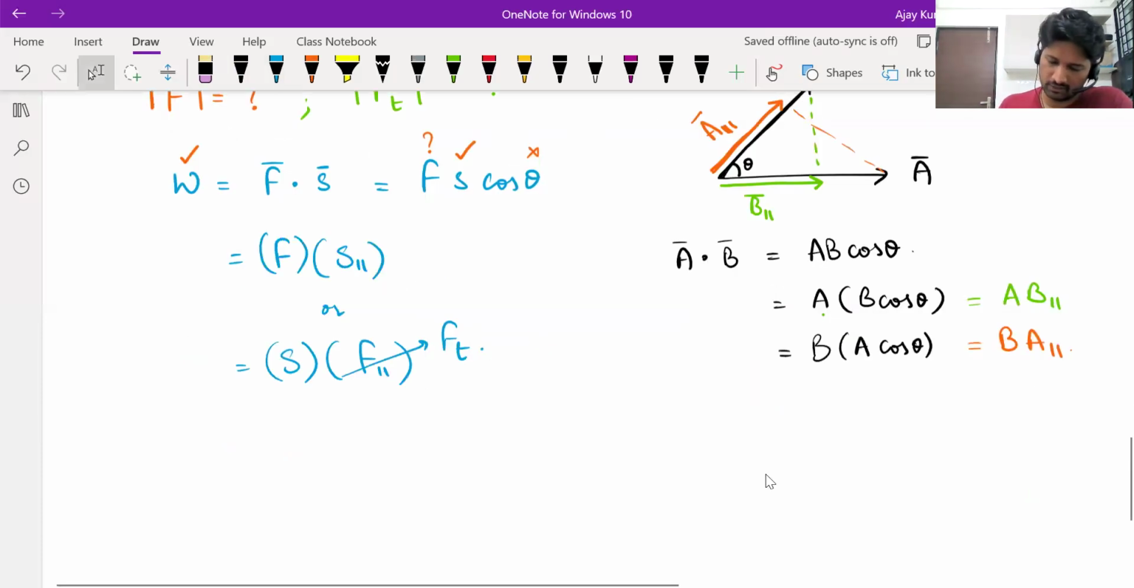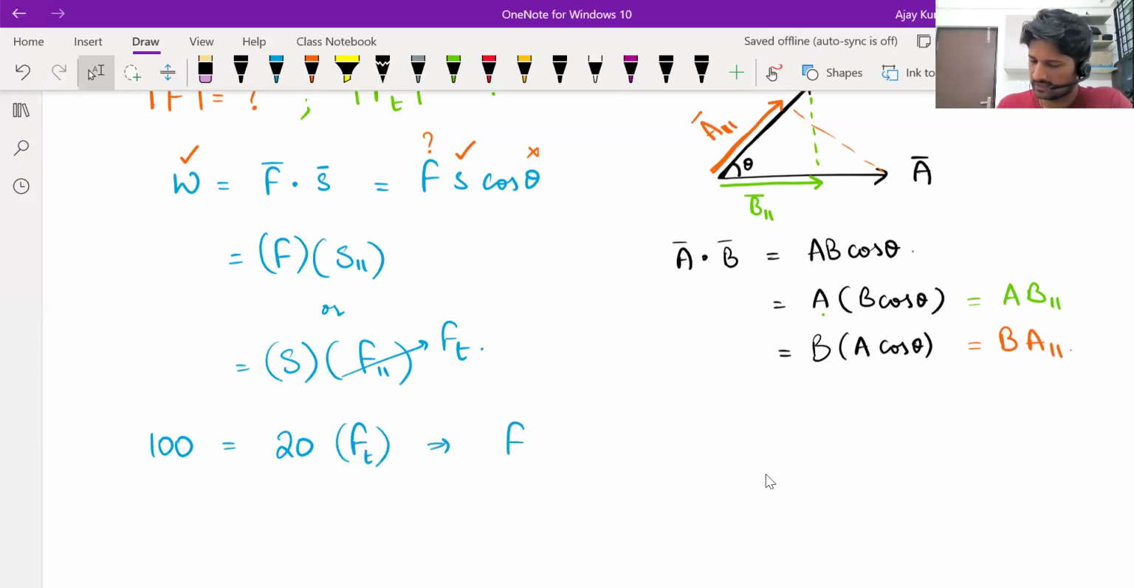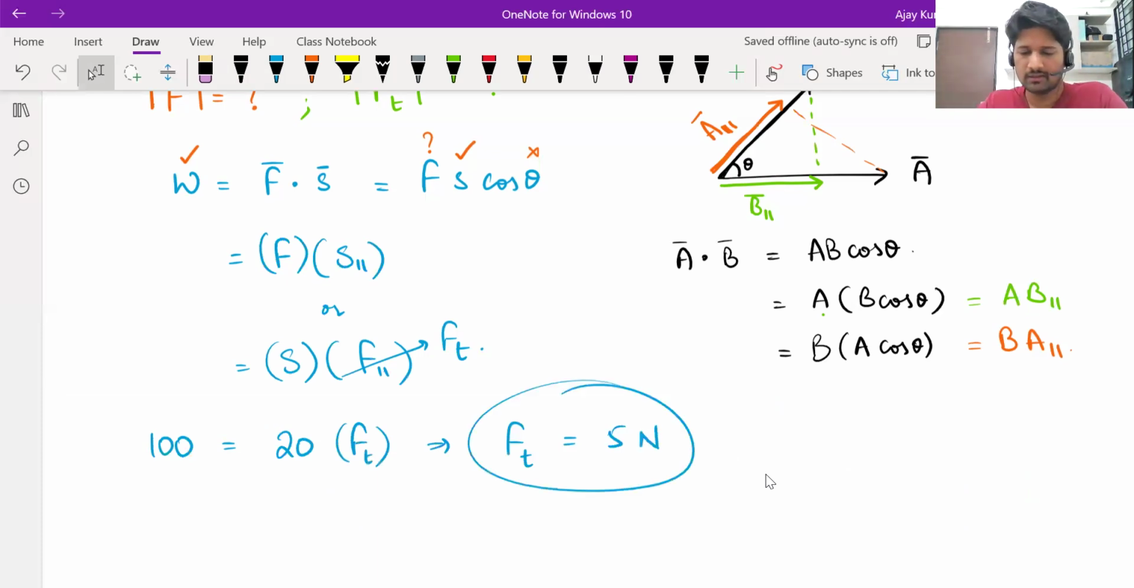That's all. We know the work done is 100 joules in a displacement of 20 meters. Divide that by the displacement to get the tangential force. So the component of force in the tangential direction is 5 newtons. We don't know the actual force that acted on the object, but in the direction of displacement, it would have experienced a force of 5 Newton. That much we can tell for sure.